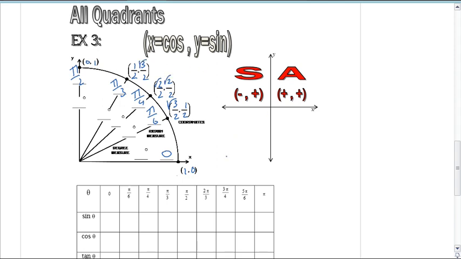Okay, so it looks like the table is dealing only with values from 0 all the way to pi, so 180. Okay, no worries.